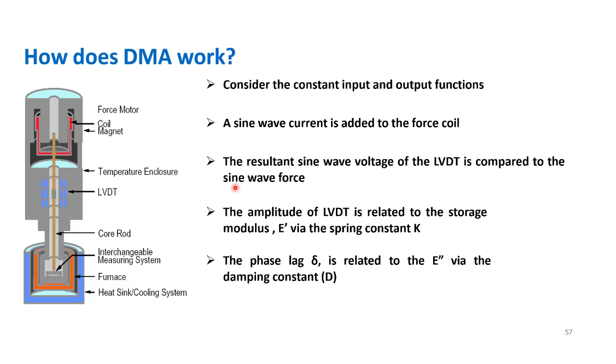Then the amplitude of the LVDT is related to the storage modulus E dash via the spring constant K. Then the phase lag delta is also related to the E double dash via the damping constant D. So spring constant K will give us the storage modulus, and the damping constant D will give us the loss modulus. So spring is how much energy is absorbed, and damping means how much energy is released.